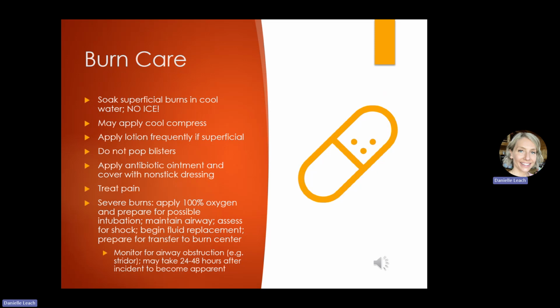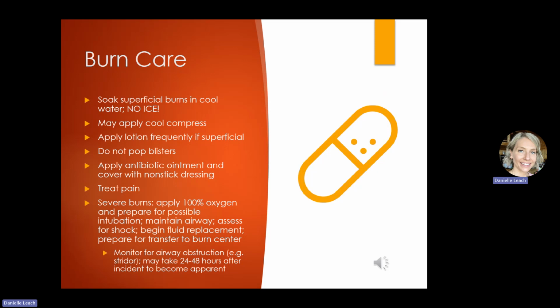Again, if it's superficial, something like a sunburn or a low-key burn from a curling iron, apply lotion frequently, keeping it hydrated. If there is a blister, we don't want to pop it. Yes, a provider may pop the blister if necessary, but popping it is going to possibly introduce infection. So in general, we do not want to do that. We can apply antibiotic ointment in a nonstick dressing. We want to make sure that the dressing is nonstick, so it doesn't stick to the burn, which is going to cause further tissue damage. We can treat the pain if they are in pain from their burn.